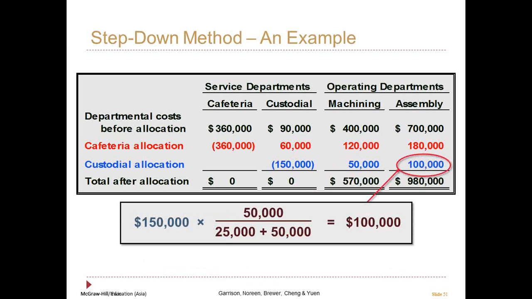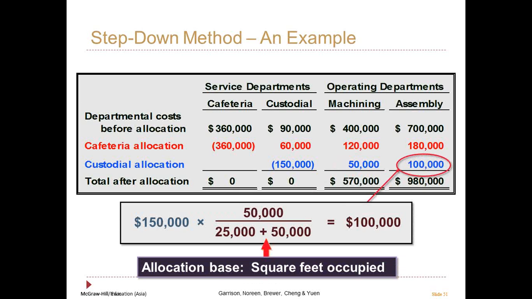Next, let's allocate custodial costs to assembly. The total number of square feet in the allocation base is 75,000.